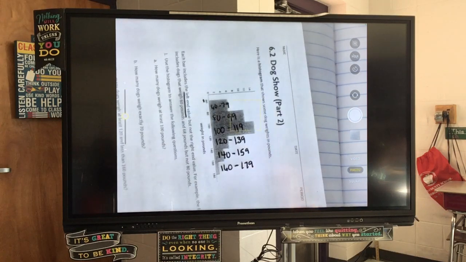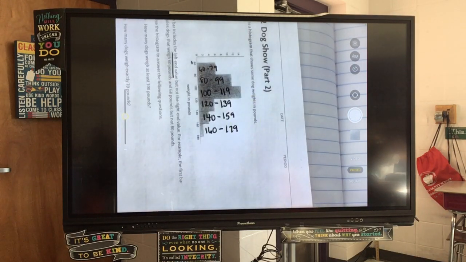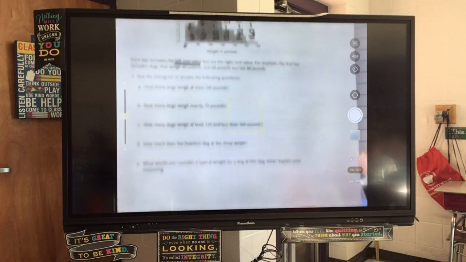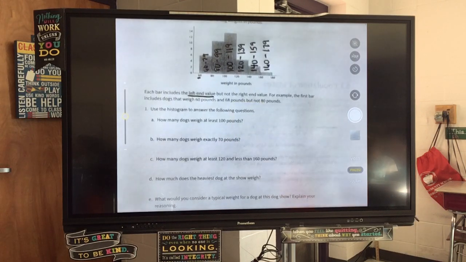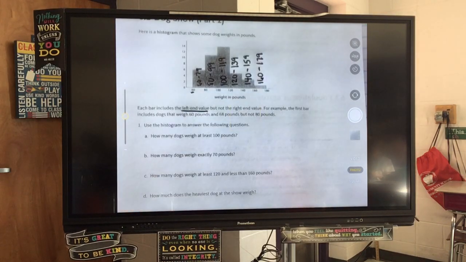And the only reason I'm doing this is, like I said, because it's not the easiest histogram to look at and see the value. So I just want to make sure everybody understands. Does everybody understand where we got these numbers from? Is there anybody who doesn't understand that? Okay, let's go ahead and answer some questions then. So number one, it says use the histograms to answer the following questions. How many dogs weigh at least 100 pounds? So at least 100 pounds.